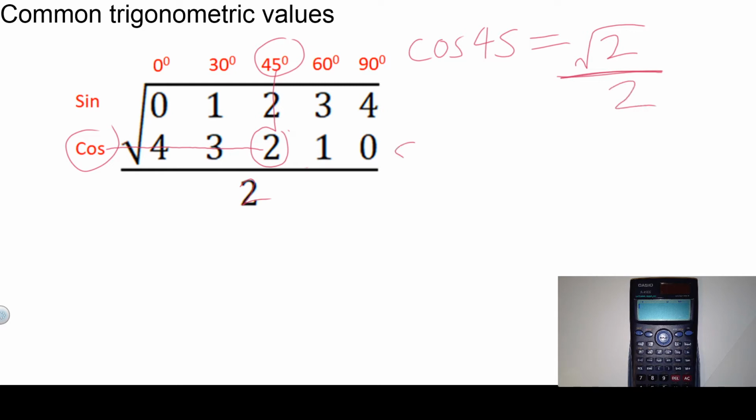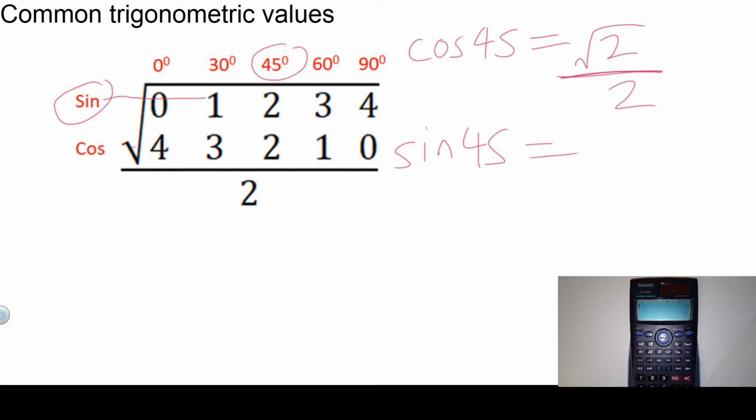Let's try sine 45 this time. Sine 45. Go across, go down. So you got root 2 over, which I'm highlighting here, look, over 2. So sine 45 is also root 2 over 2.